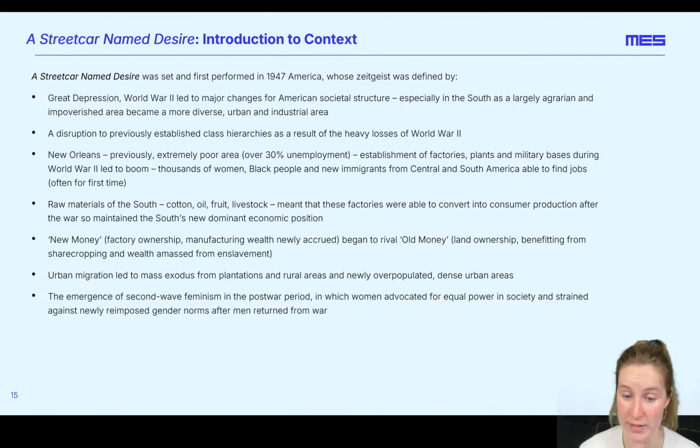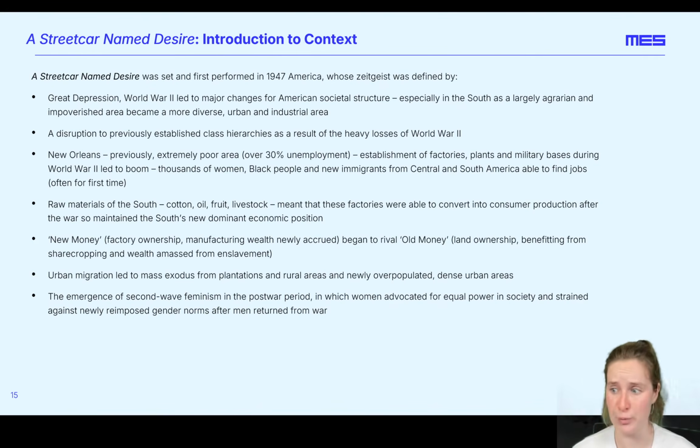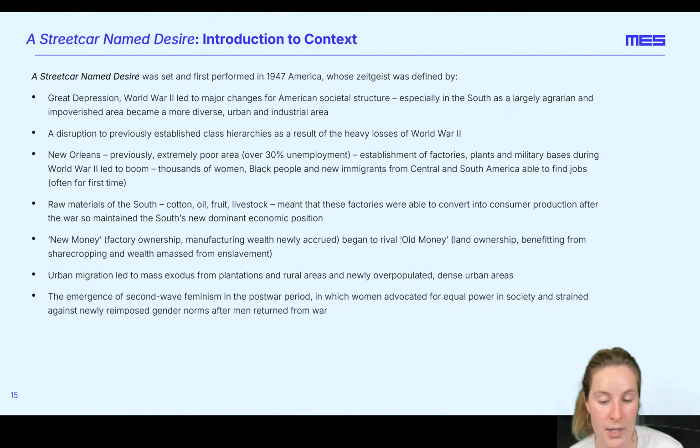We also have New Orleans being previously an extremely poor area with over 30% unemployment, which is extremely significant. Politicians and government leaders attempt to keep poverty in a single-digit percentage. The establishment of factories, plants, and military bases during World War II led to this boom, and thousands of women, black people, and new immigrants from Central and South America, so hence the name of one of Stanley's friends, Pablo, able to find jobs often for the first time.